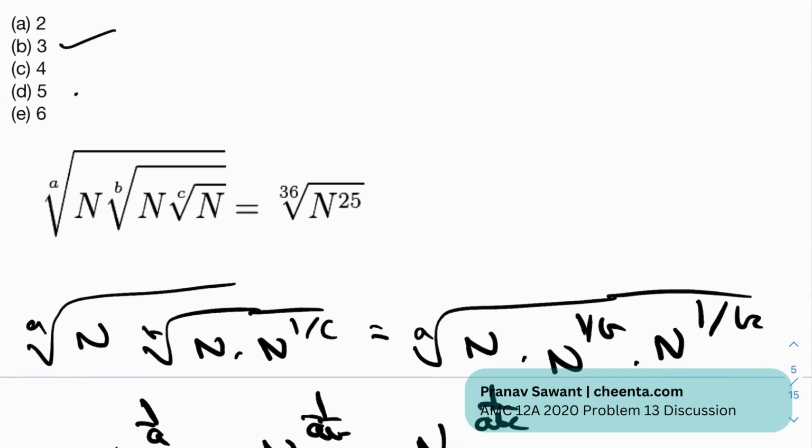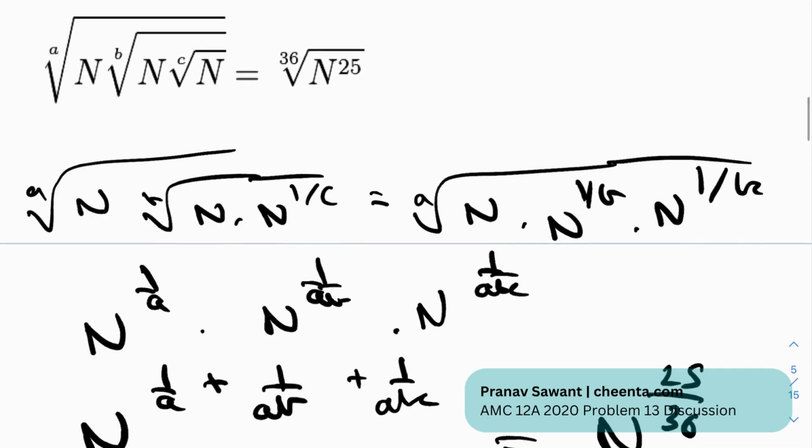So in options A, C, D, and E, in all of these four options, you'll realize that one or more of a, b, c will be non-integral, which means that they won't be integers. And that is why just by the process of elimination of options, we can actually solve this question.